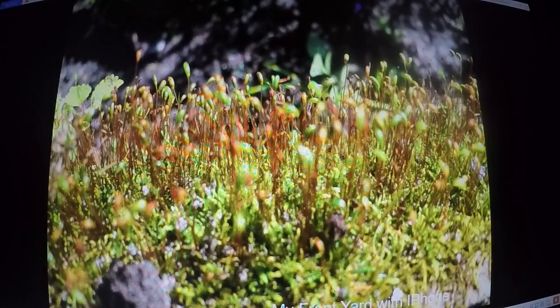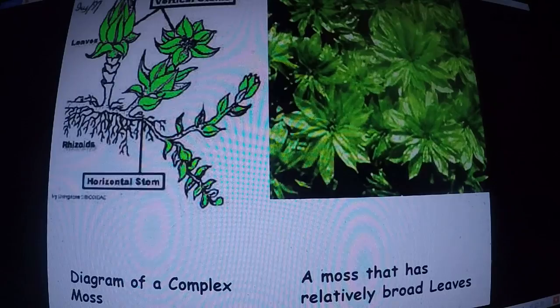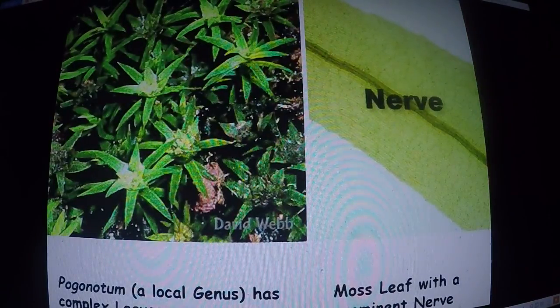This is a close-up I took in my front lawn on some wood. This was taken with an iPhone, so you can actually see this stuff. The little capsules on the top are the sporophyte generation. All the green down below is the gametophyte generation. Some more cool mosses, and more mosses.